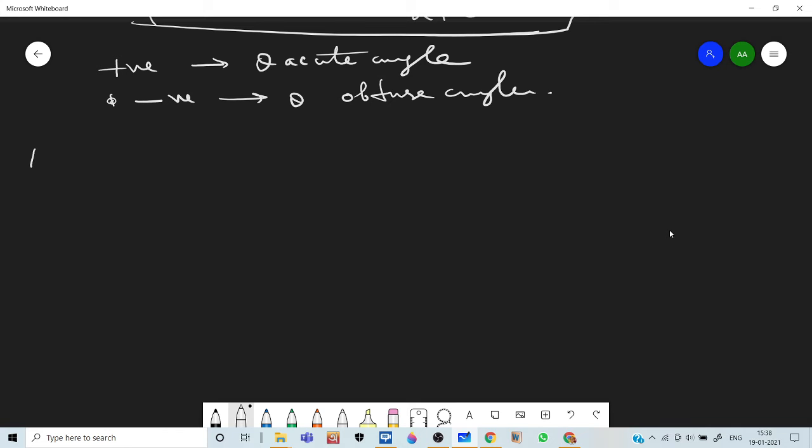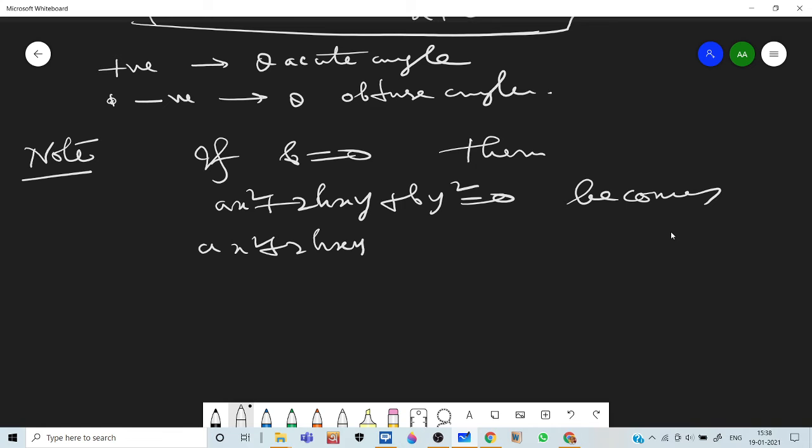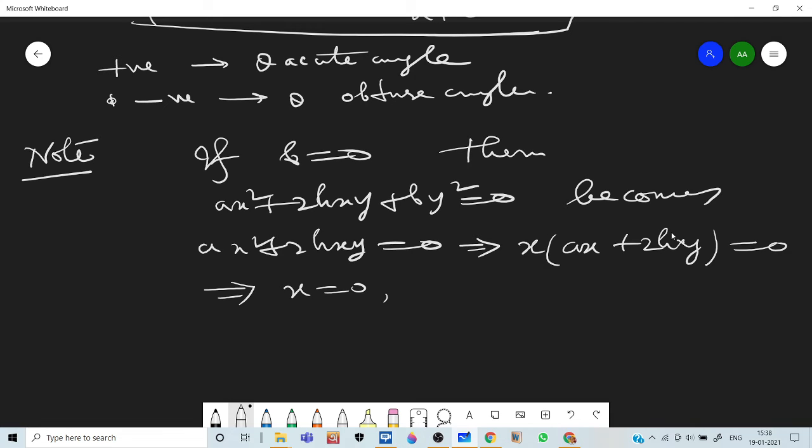Note that in the above equation, if b is equal to 0, then the given expression ax square plus twice hxy plus by square becomes ax square plus twice hxy equal to 0, and this implies x(ax plus twice hy) equal to 0. This represents two straight lines: x equal to 0 from the first factor, and the second straight line ax plus 2hy equal to 0. So if b equal to 0, you get two straight lines. This x equal to 0 means the y axis.